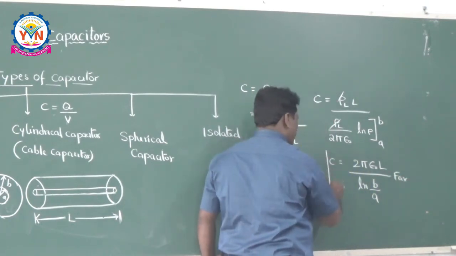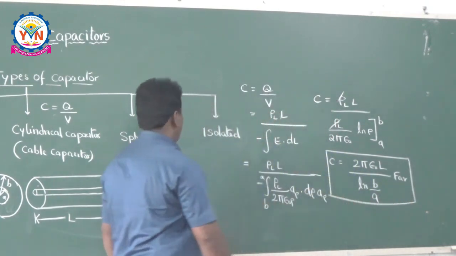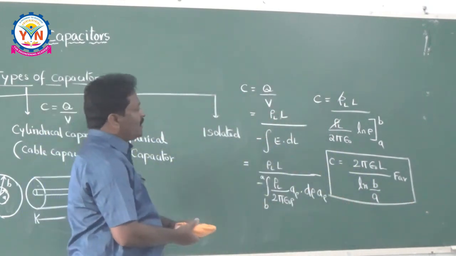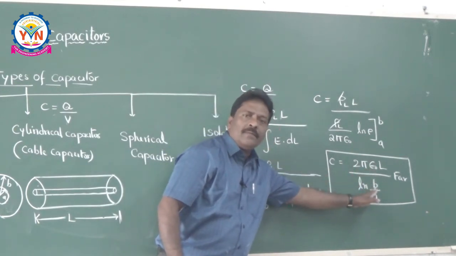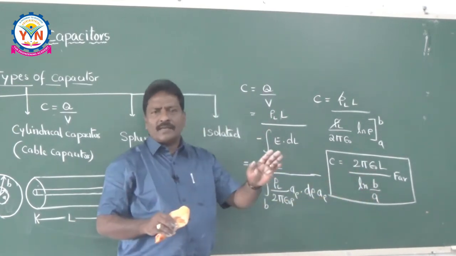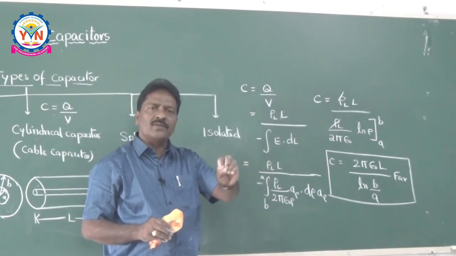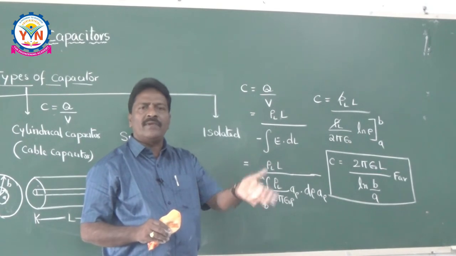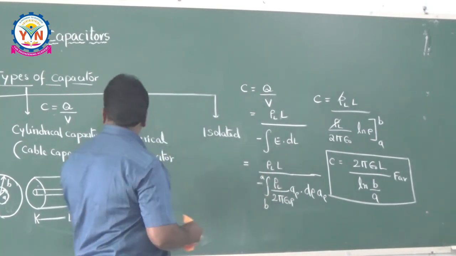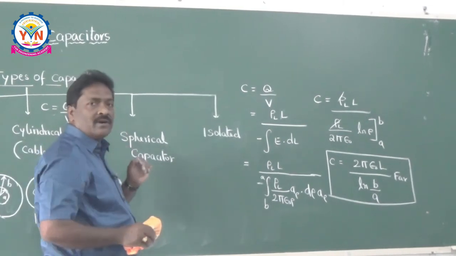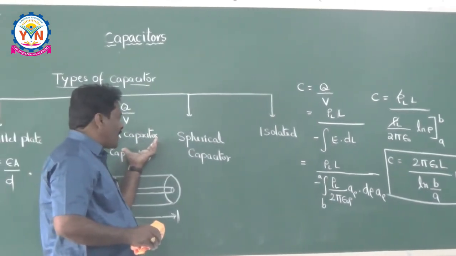So this is the capacitance formula. You see how simple it is. So capacitance C is equal to 2 pi epsilon naught into L divided by ln of B by A. Whatever may be the capacitor, friends, if you want to calculate the capacitance, you have to use C is equal to Q by V. That Q is nothing but the charge enclosed. In the parallel plate capacitor, it is the surface charge. And in the cylindrical capacitor, it is a line charge.